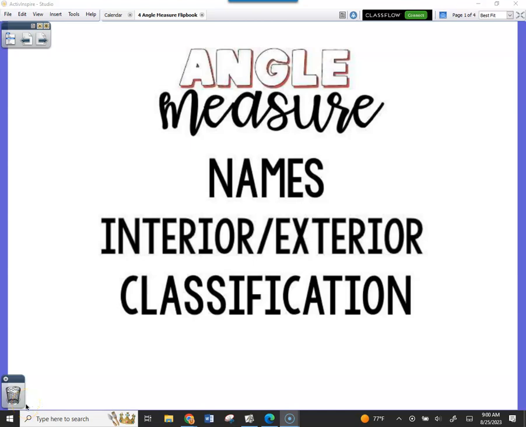This sheet is going to help you understand the vocab behind angle measures. This is a very quick sheet for us to look at, and then we're going to move on to the one that actually involves math, okay? We are talking about angle measures.